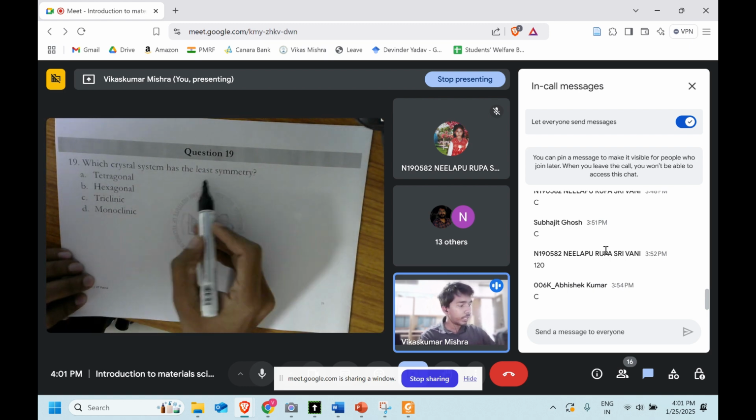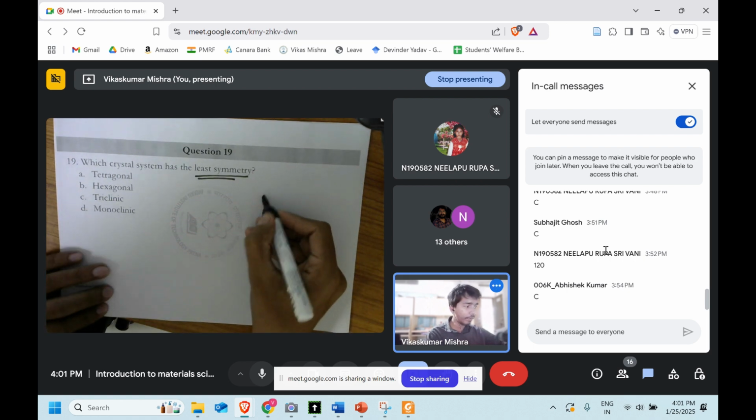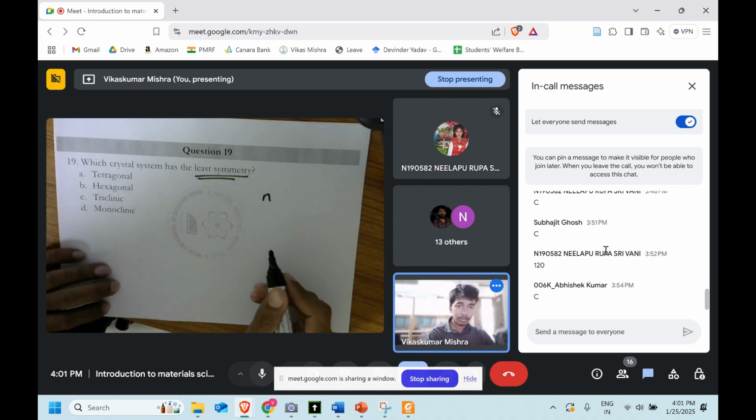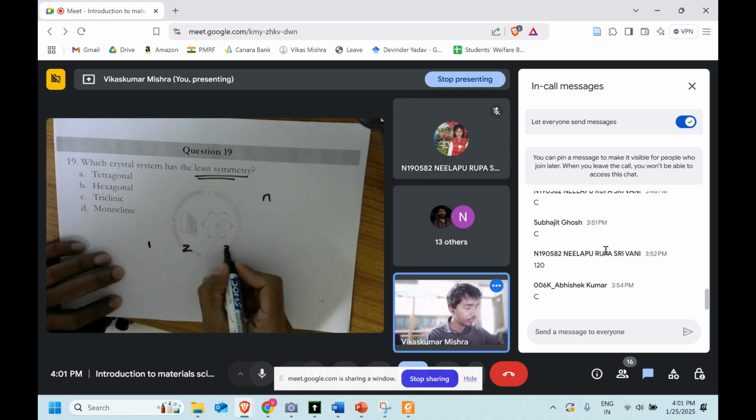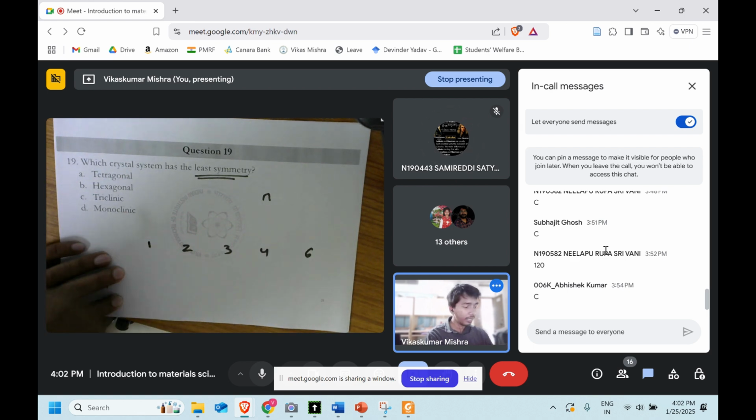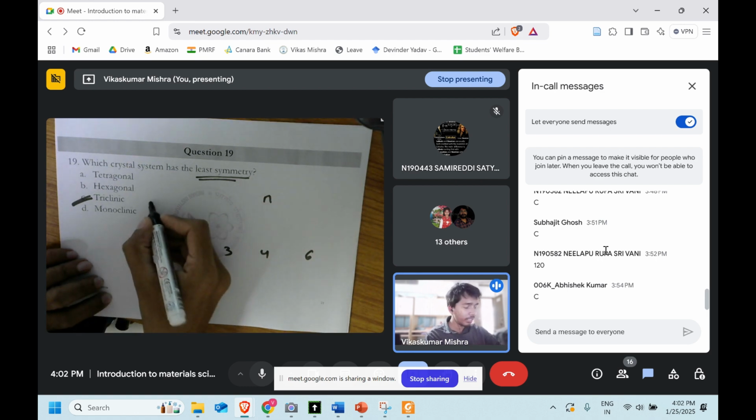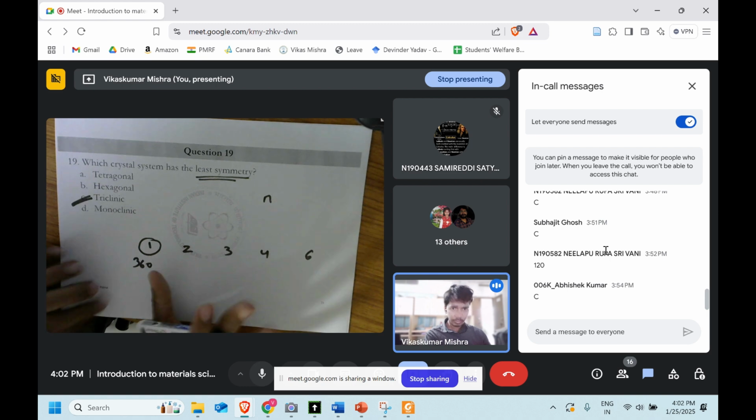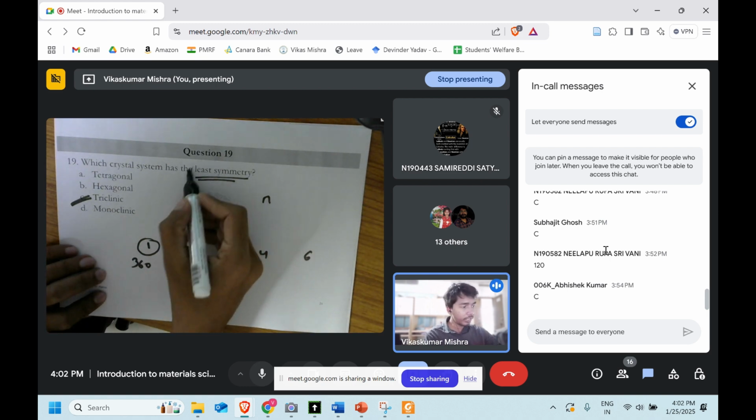Which crystal system has the least symmetry? No, least symmetry, it's not symmetrical. We were talking about the n-fold: 1, 2, 3, 4, and 6. It was triclinic. Triclinic is the one which has the one-fold symmetry, that is 360 degrees, because here none of the sides are equal, none of the angles are equal. It's more general, and that's why we can say it has the least symmetry.